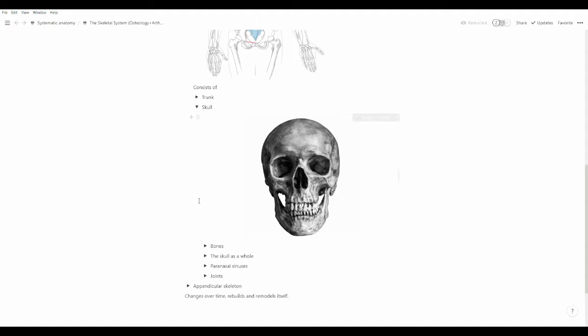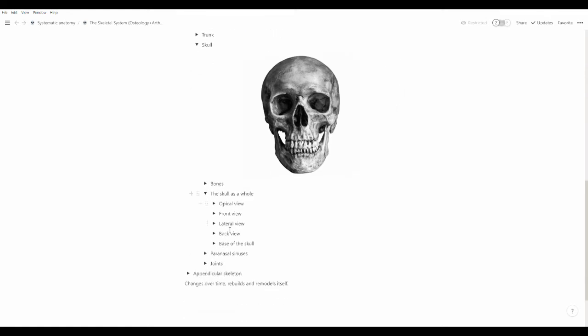So in the last video, we covered the bones of the skull. We talked about every bone individually. We talked about the frontal bone and other bones individually. But in today's video, we'll be looking at the skull as a whole. We're not going to be extracting bone by bone and talking about them. We're going to look at a full skull from different views.